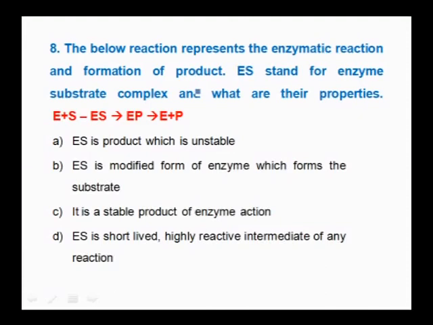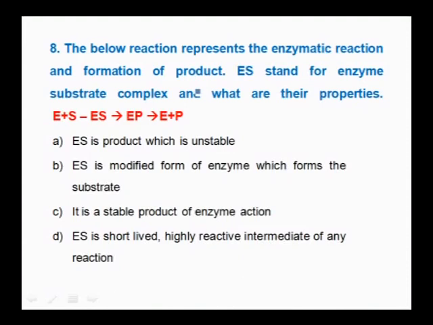So the options are as follows. ES is a product which is unstable. ES is modified form of enzyme which forms the substrate. It is a stable product of enzyme action. ES is short-lived, highly reactive intermediate of any reaction. So what we can understand here is ES is not a product as explained by the first option. So first option is wrong.